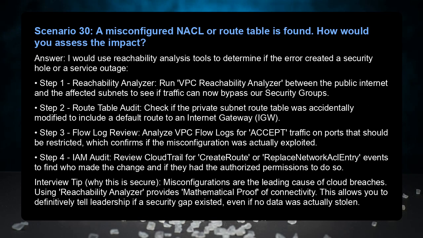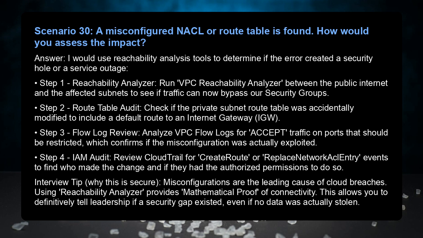Scenario 30. A misconfigured NACL or route table is found. How would you assess the impact? Answer: I would use reachability analysis tools to determine if the error created a security hole or a service outage. Step 1. Reachability Analyzer. Run VPC Reachability Analyzer between the public internet and the affected subnets to see if traffic can now bypass our security groups.